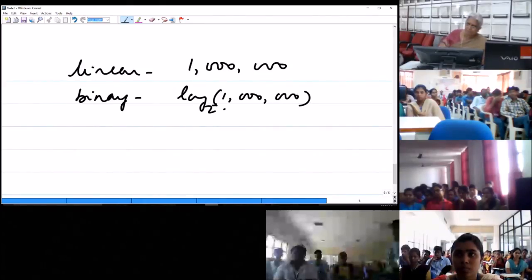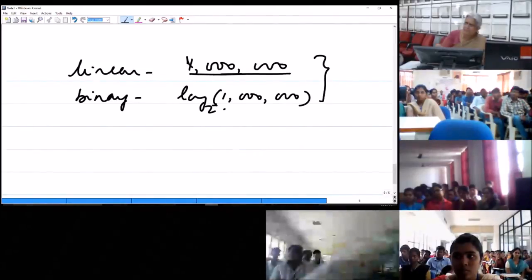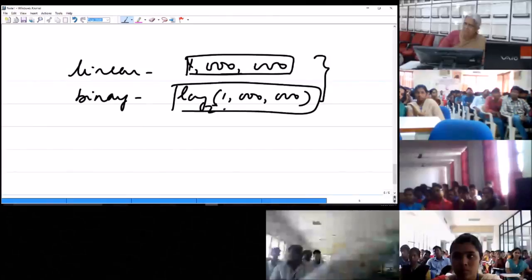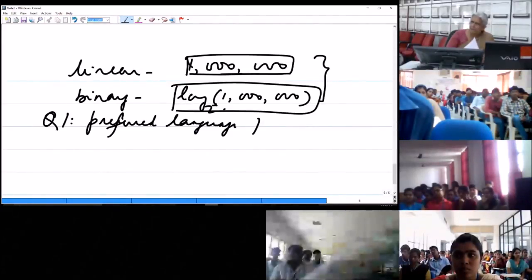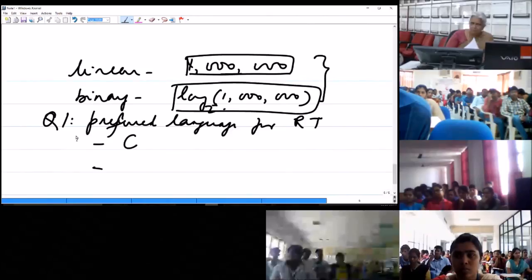Basically, if you're looking at a good data structure for implementation, if you use a good data structure and if you organize the data properly, for example, linear search would cost you this much, whereas if you organize, for example, in sorted order, then the binary search would yield you a much better search time. Okay. And next question, preferred language. Real time, I would say C, but fastest.